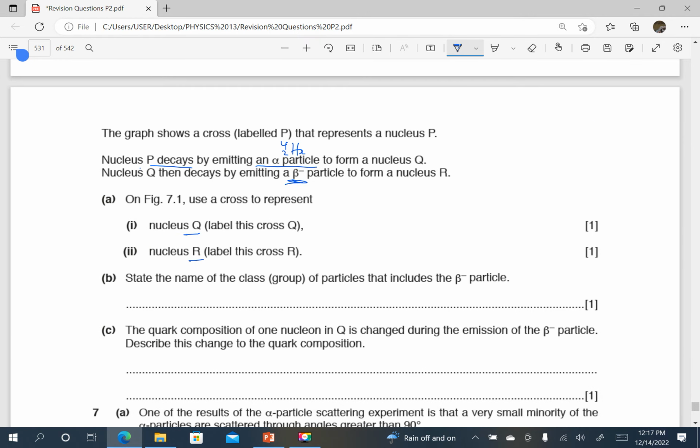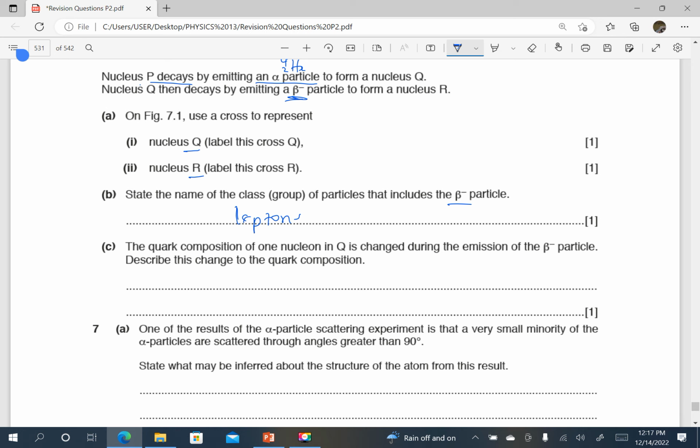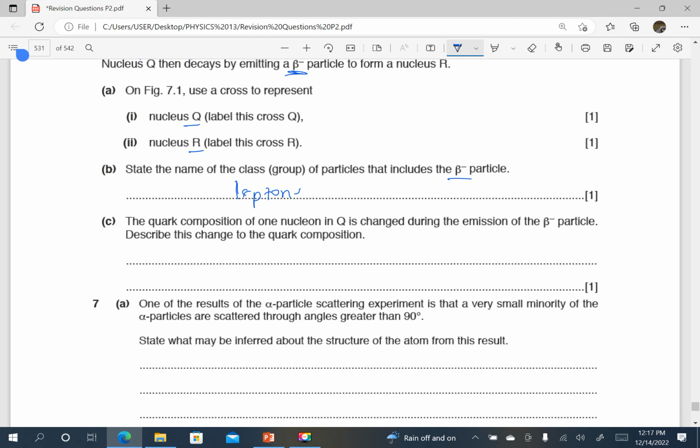State the name of the class, in brackets group of particles, that includes beta minus. Of course, beta minus is a lepton, so these are leptons. Particles which are not affected by the strong nuclear interaction, they just interact via the weak nuclear interaction.